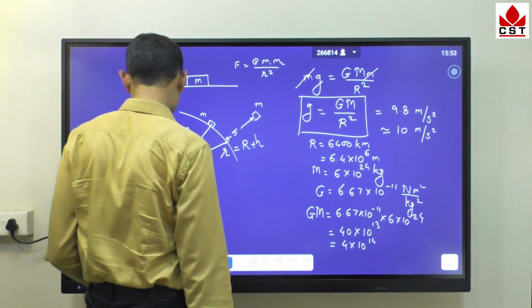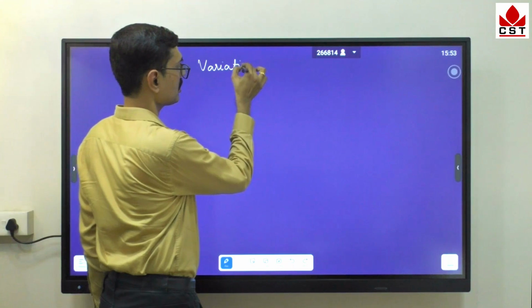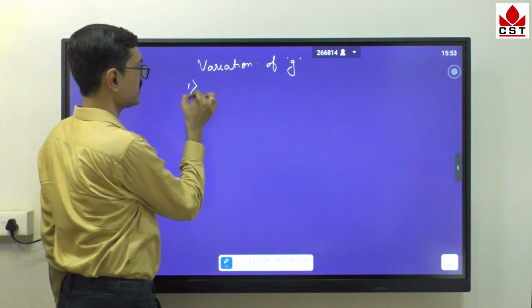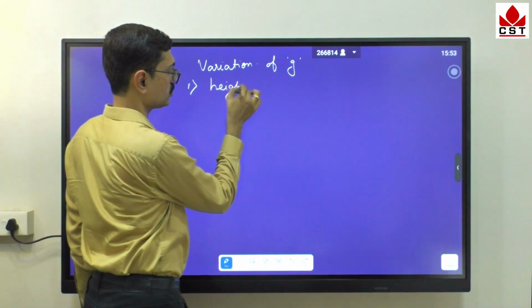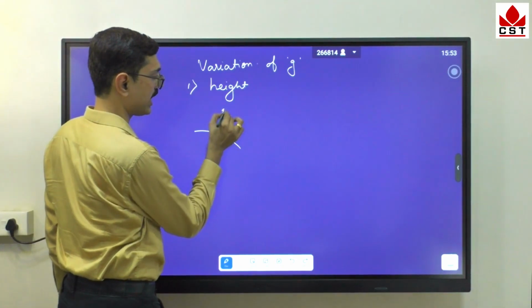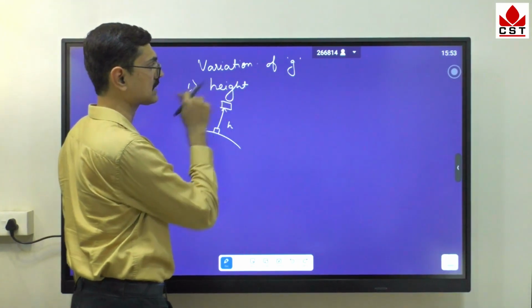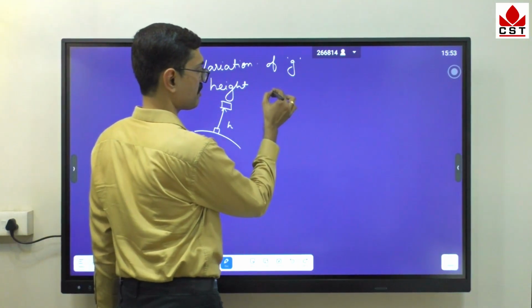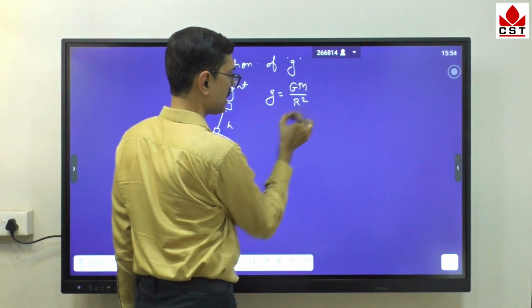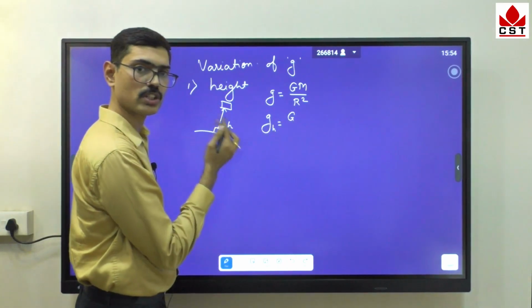Then we will see that variation of g. So variation of small g, first is variation due to height. When we move an object from the surface of the Earth to a certain height above the surface, what happens to the acceleration due to gravity? So what is our basic formula? g is equal to capital G M upon r square. At a certain height, what is changing? Capital G is a constant, so it is not changing.